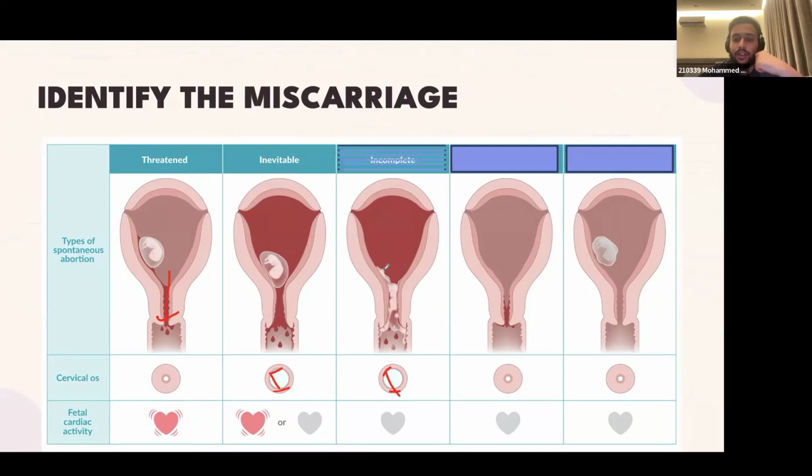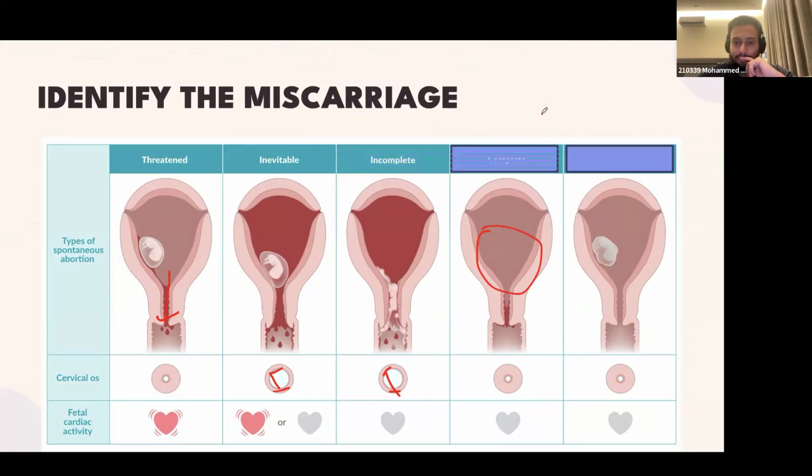Excellent. Now, fetal heart rate is gone, cervix is closed, and lastly, you have no more fetal tissue inside the uterus. Complete. Excellent.